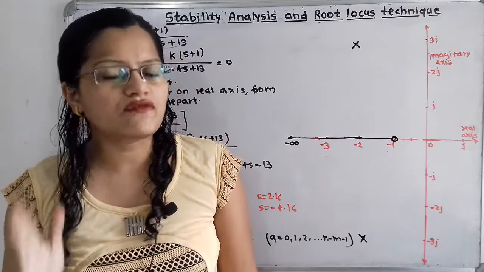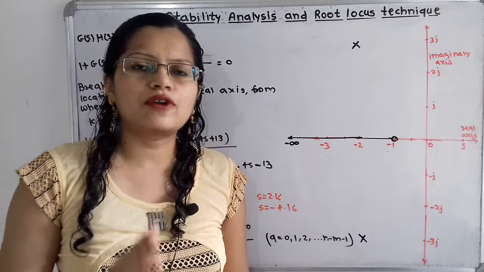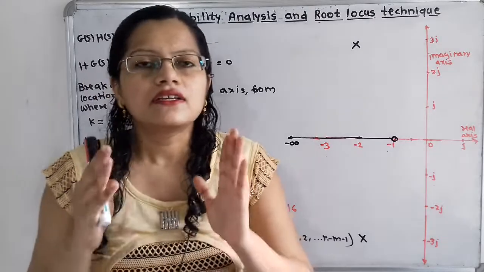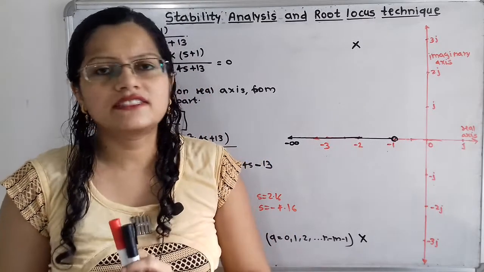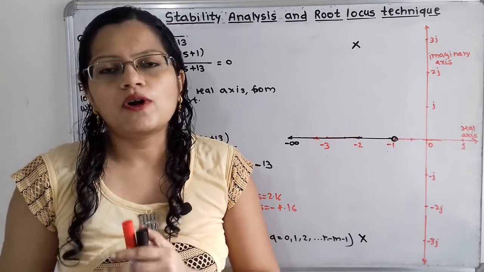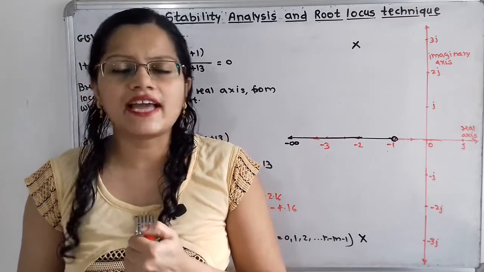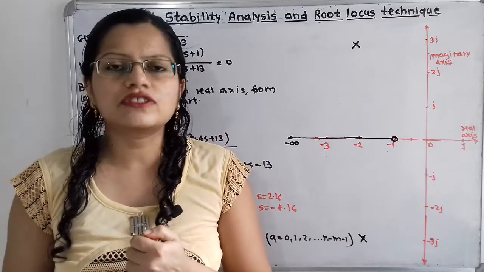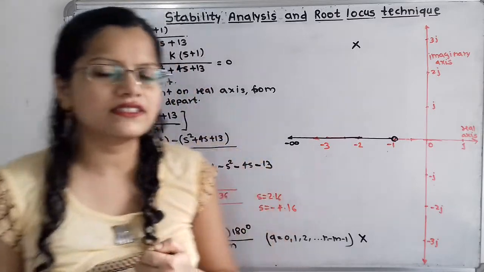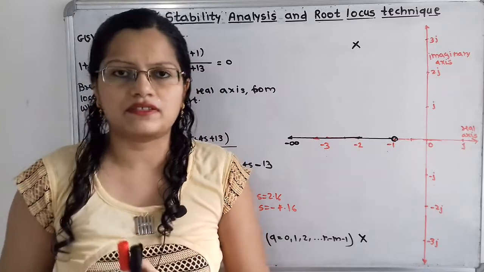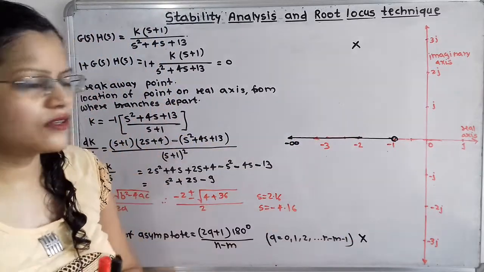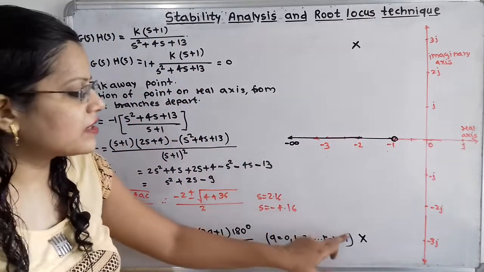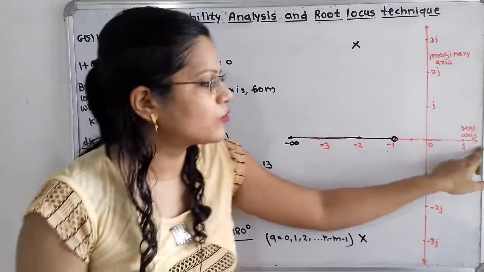Then the third important question, when we have to calculate the angle of departure. For that we have to remember that suppose there are poles and zeros not lying on the real axis and imaginary axis, and the location of poles and zeros is symmetric about the real axis, then we have to calculate the angle of departure. Now if we observe the location of poles and zeros, only one zero lies on the real axis, but the other two poles are symmetric about the real axis.